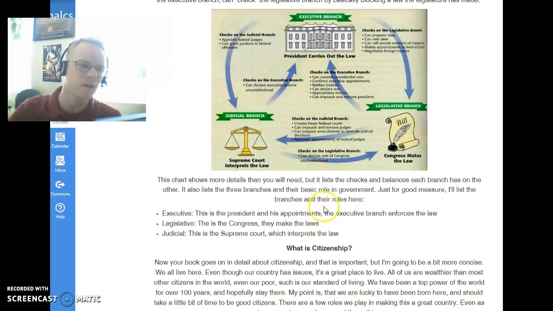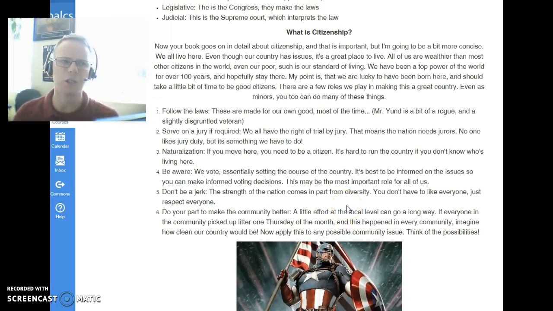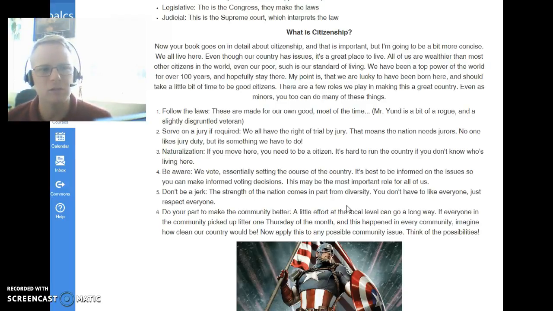This moves us into citizenship. What is citizenship? Now, your book goes into more detail and a lot of words, but I'm going to be more concise. Basically, we all live here, and even though our country has issues, it's a great place to live. All of us, even our poor people, are wealthier than most of the world.